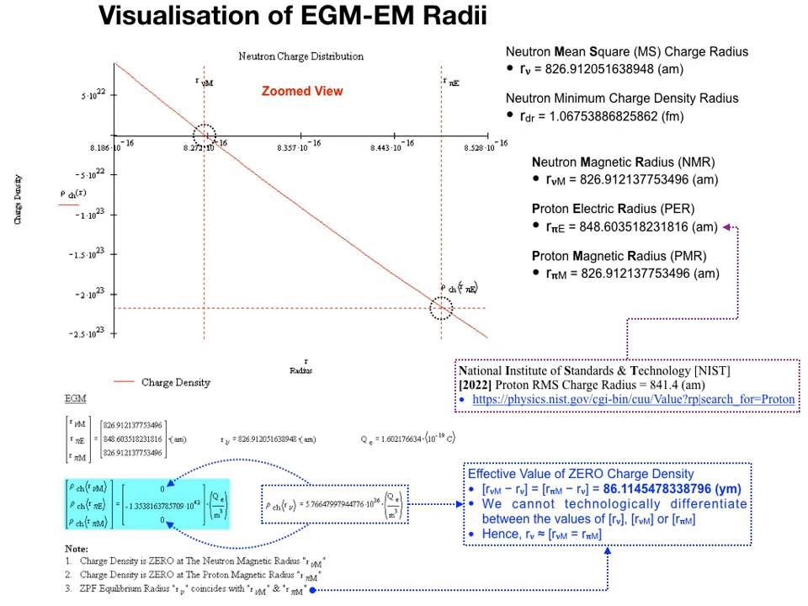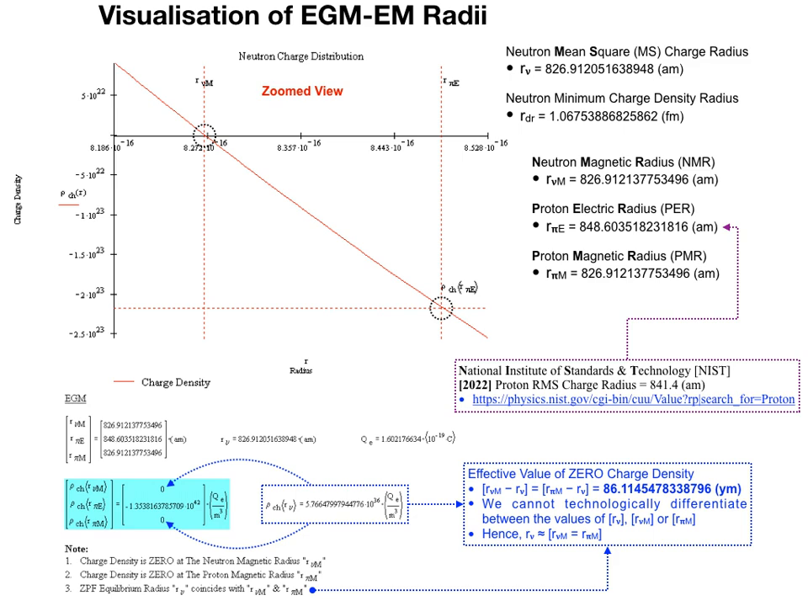Similarly, the proton magnetic radius is technologically indistinguishable from the neutron mean square charge radius. Hence, the neutron magnetic radius, proton magnetic radius, and neutron mean square charge radius are effectively co-located. Thus, we can confidently state that, within observational tolerance, the neutron charge density at all three radial displacements is either exactly zero or effectively zero.